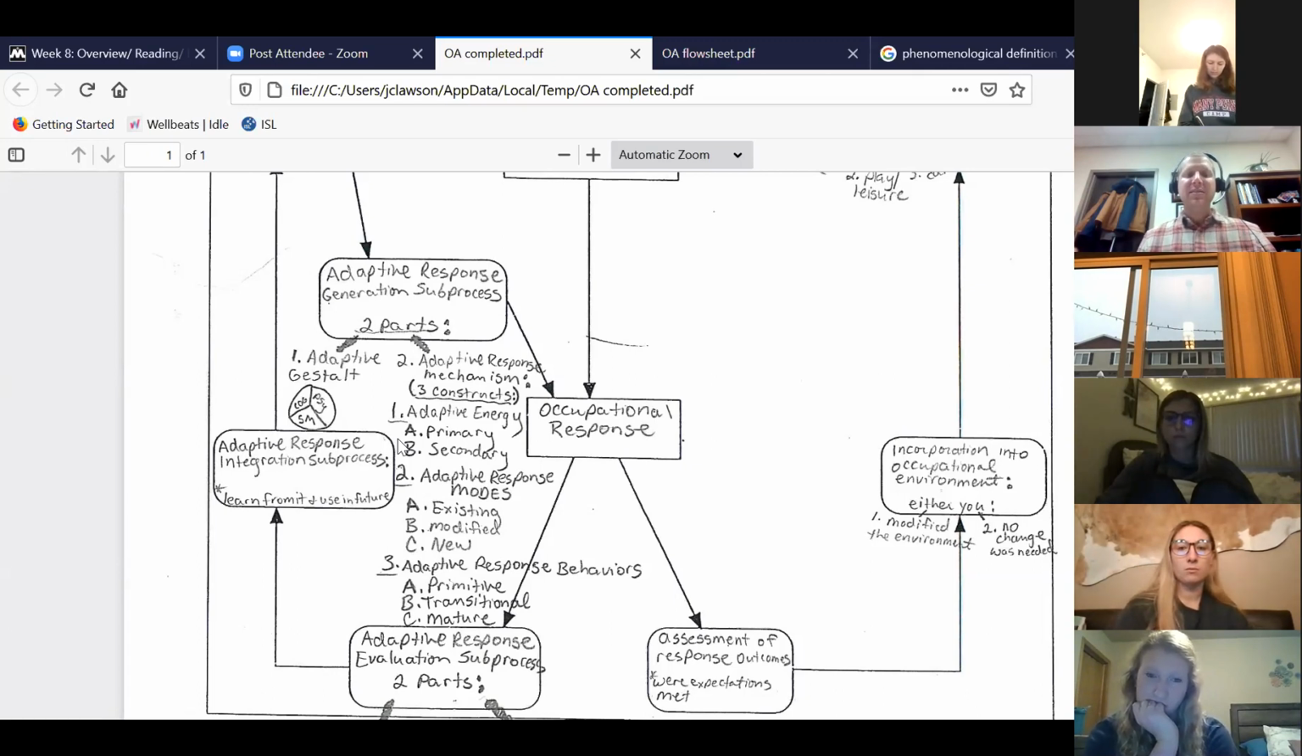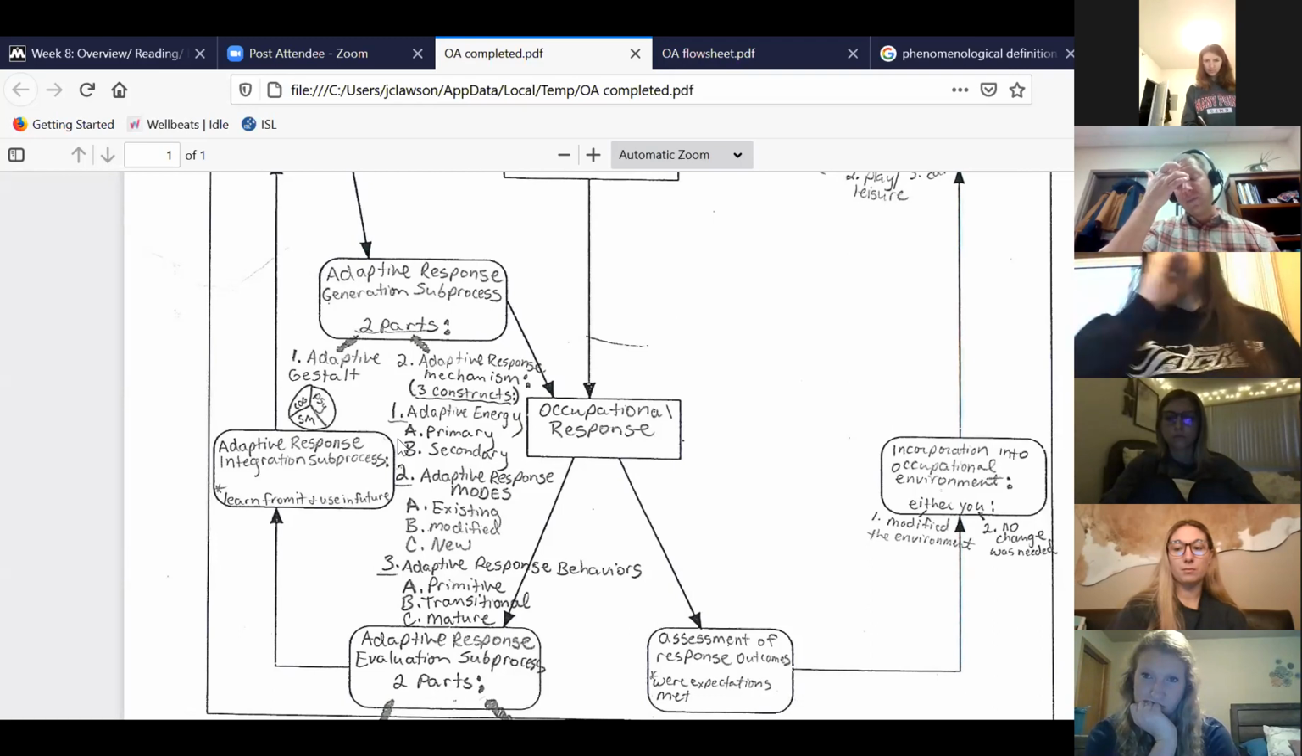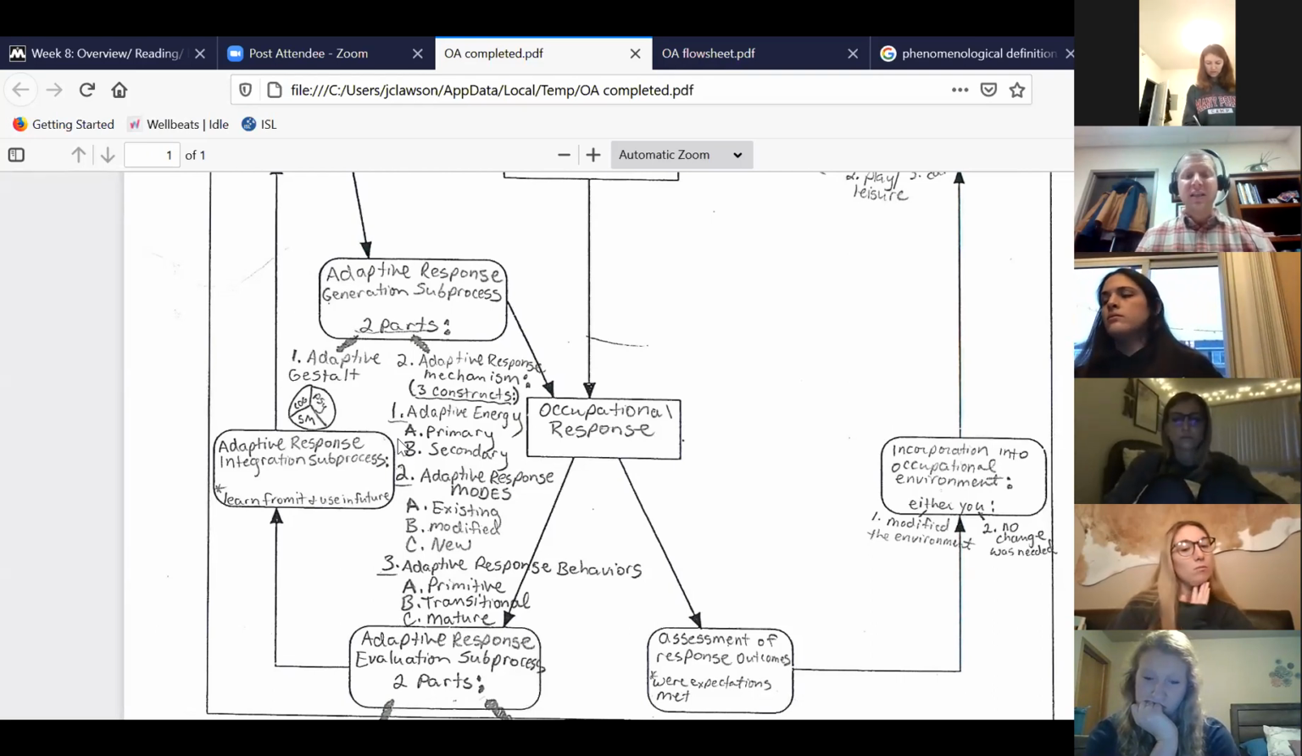Well, now with maybe some instruction, and you can see where a therapist comes into play here, teaching them how, giving them practice, right? And helping them figure out a different way of doing one-handed shoe tying techniques, a modified way, and practicing so they can be successful. And then how are they going to behave? Are they going to be primitive and, oh, I don't like this, I'm never going to do it? Are they going to be somewhere transitional where they're becoming open to it? And then eventually, can we get them to be mature about it? Okay, so those are all of the adaptive response pieces.